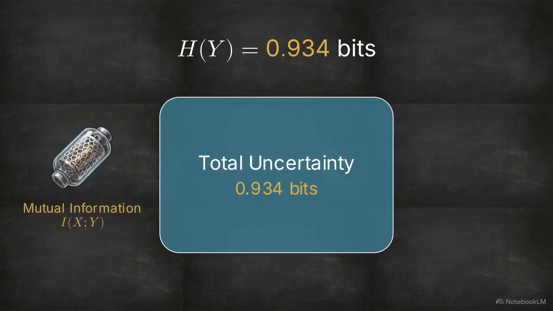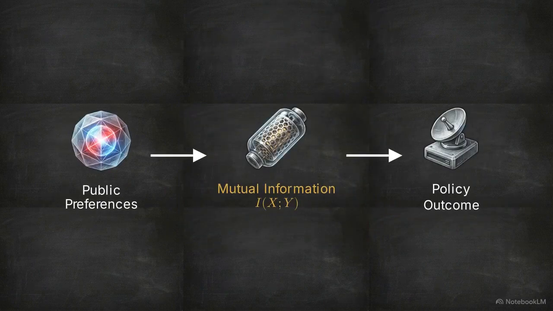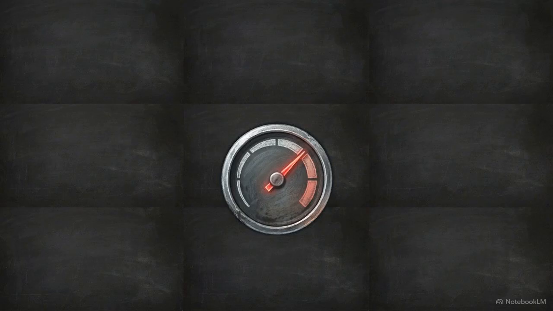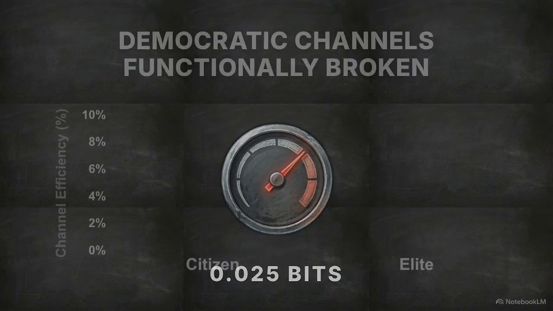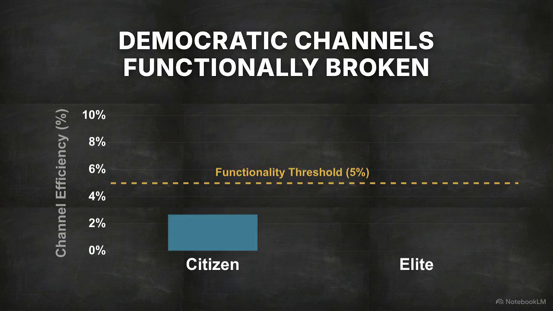Mutual information measures the exact amount of that initial uncertainty that gets resolved once we know what the public actually wants. When we run the math on the citizen-to-policy channel, the empirical measurement shows it transmits a minuscule 0.025 bits of information. This bar chart visualizes the resulting channel efficiency. Citizen preferences resolve so little uncertainty that the channel operates at exactly 2.7% of its theoretical capacity.